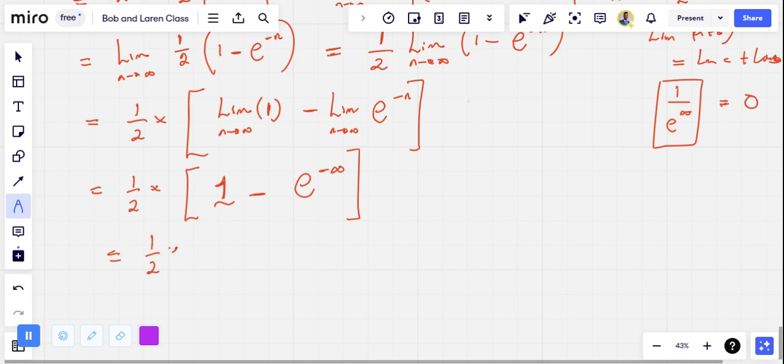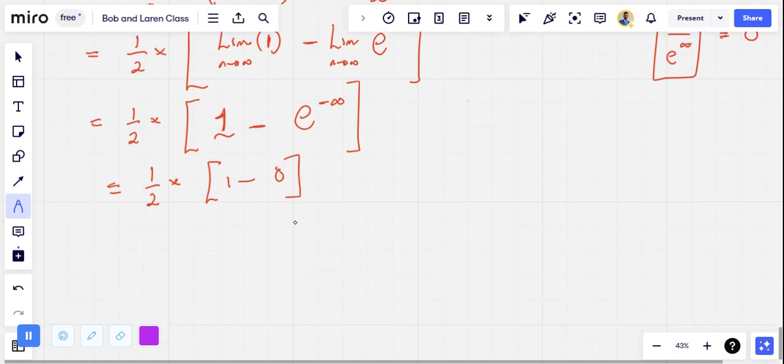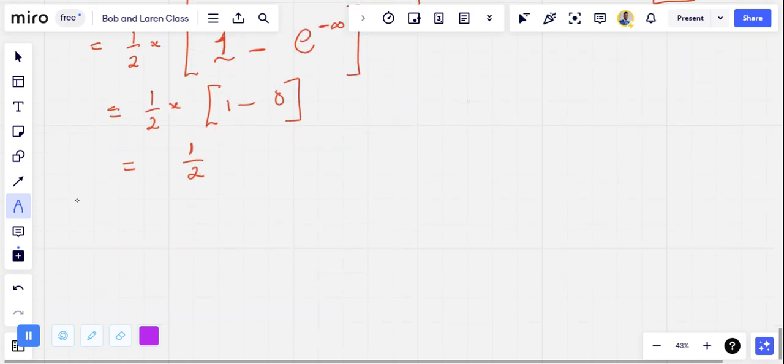So 1 over 2 times 1 minus 0. So I have this final result now as 1 minus 0 is 1, times this, that's half. Which implies that when you take the limit of this integral of fn, I have it as 1 over 2.